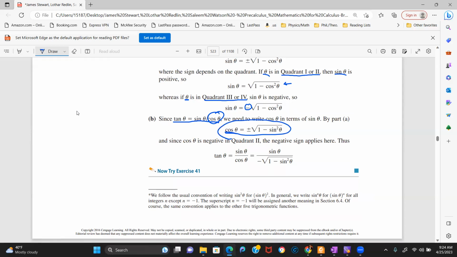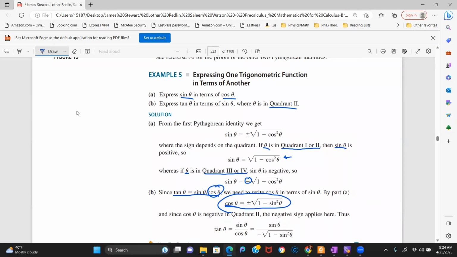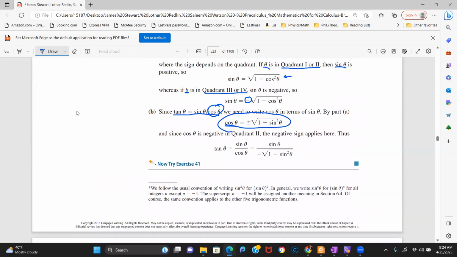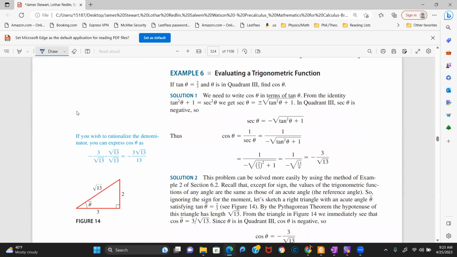And then let's see. Does it say which quadrant? Oh, you're in the second quadrant. Okay. So now you're in the second quadrant, so the cosine is negative, so you better take the negative root. So that means tangent theta, which is by definition sine over cosine, is now equal to sine theta over negative square root of 1 minus sine squared theta. So this is a way of writing tangent theta completely in terms of sine, which may or may not be useful. All right, let's see.